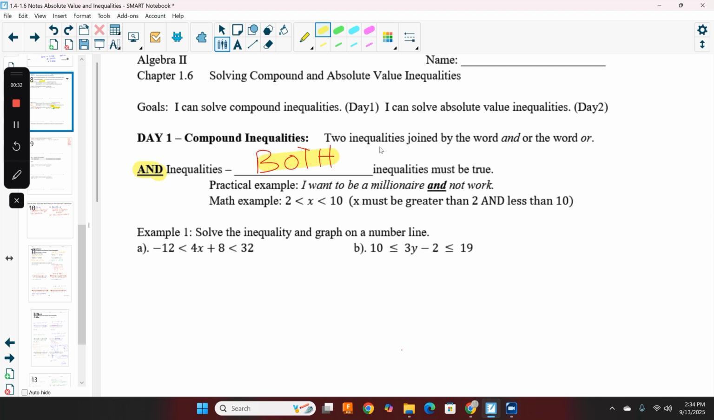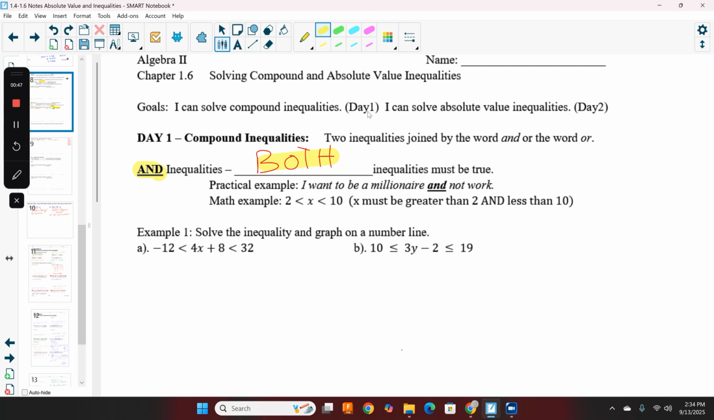Okay, so an example in the real world, I want to be a millionaire and not work. Now that's an "and," it has to be both.